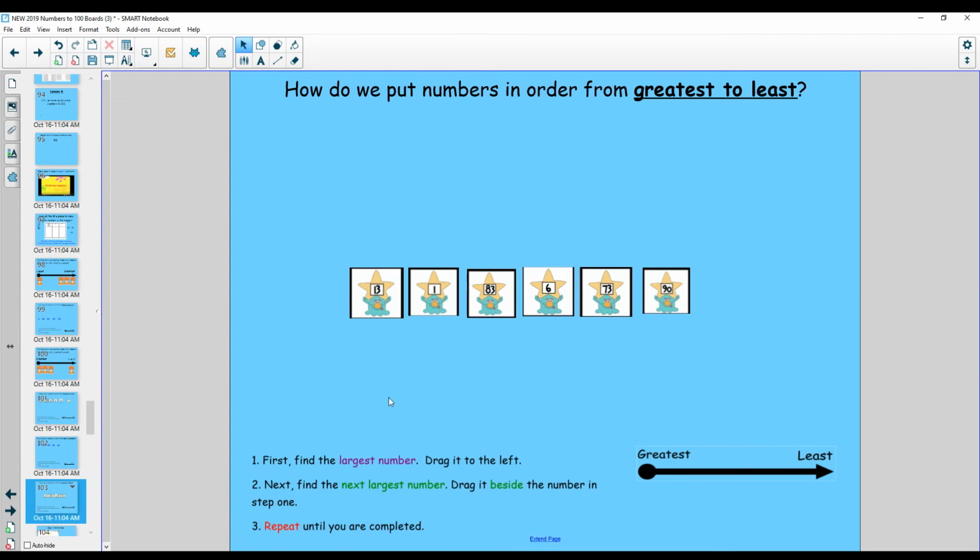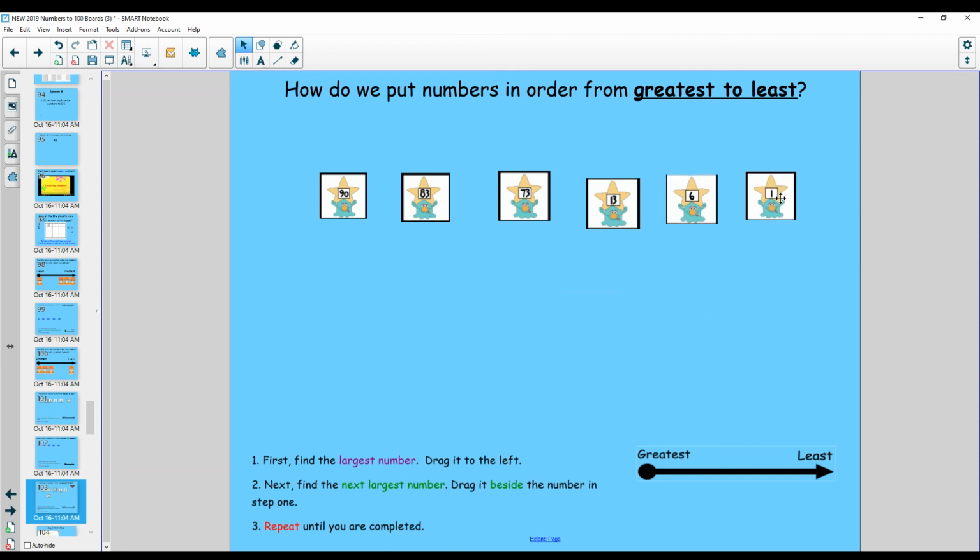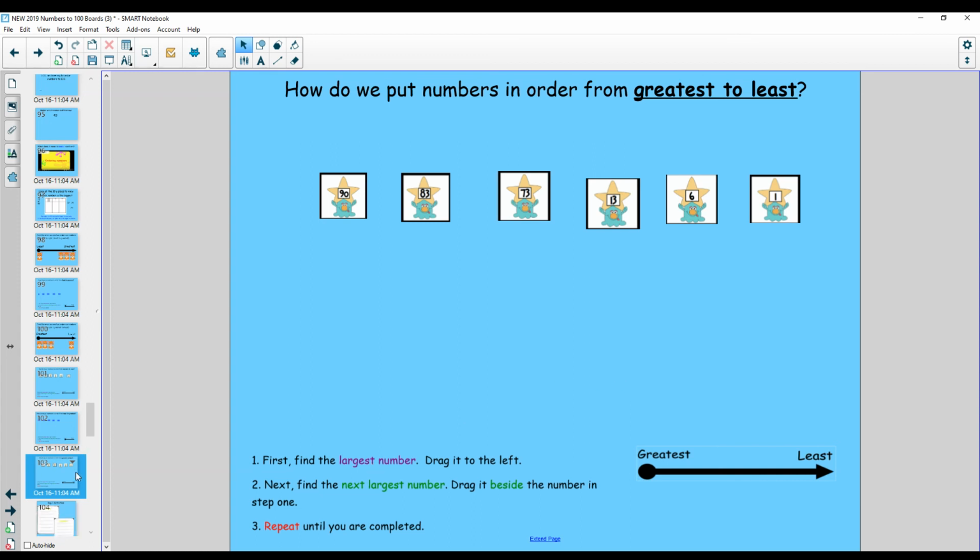All right, now we're going to do these numbers and do them from greatest to least. So what does that mean? Largest to smallest. Which one's the largest out of these ones? I think these are the same numbers from before, but that's okay. We can do it again. 90, 83. Yep, these are the same numbers. That's okay. 73, 13, 6, and 1. So these numbers are greatest to least.